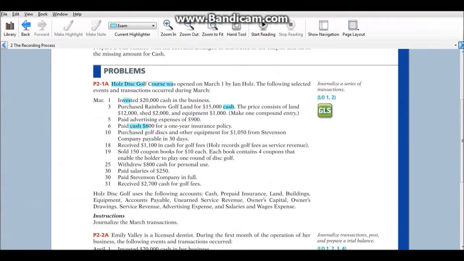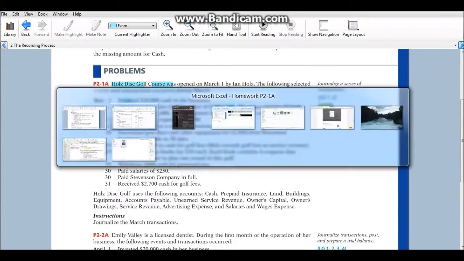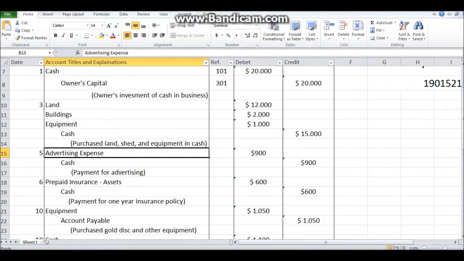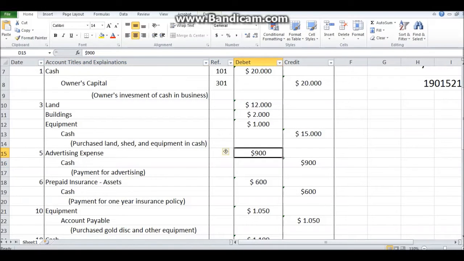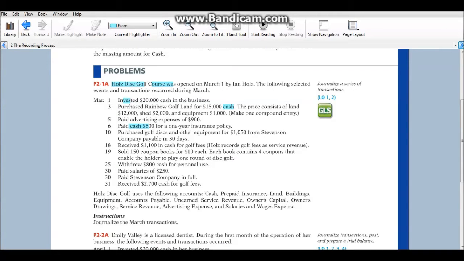Alright, should be easy. 5th of March, paid advertising expense. You know that already. Advertising expense contra to cash for $900 each. Next one. Purchase golf disc and other equipment, 1,050 from Stevenson, payable in 30 days. Alright, so I'll just highlight this.